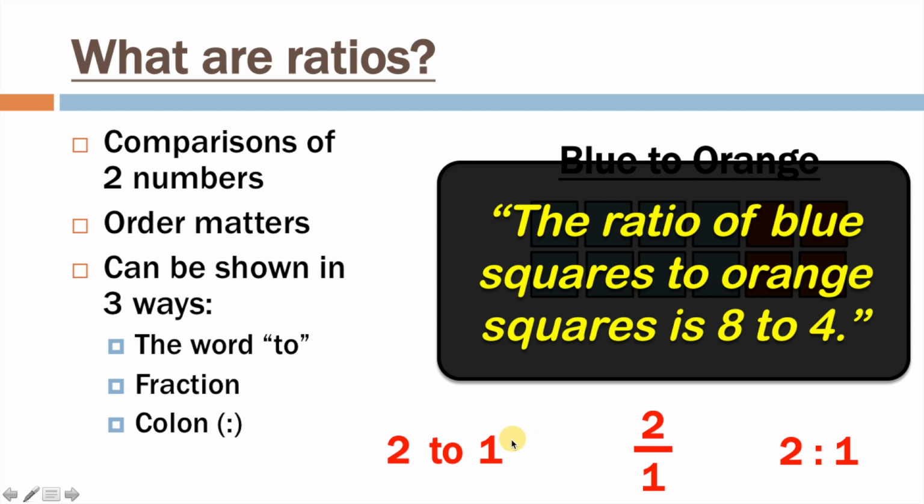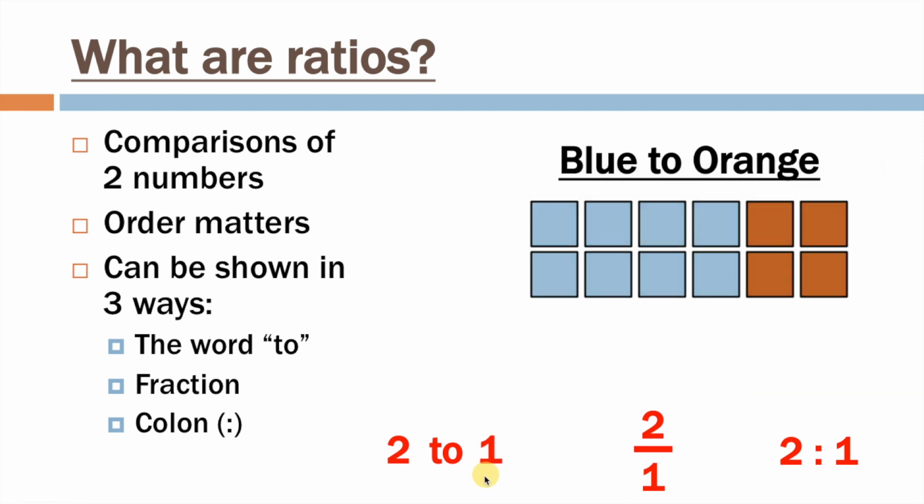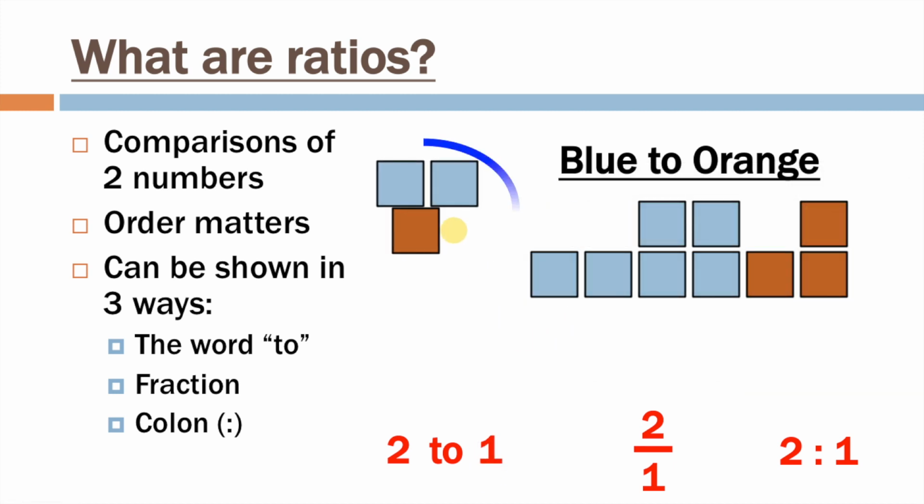Now it's really important to understand what this means. The first number still talks about the number of blue squares, and the second number still talks about the number of orange squares. So what I'm going to show you right now is how we can take all the squares that we were given and regroup them into several groups where there are 2 blues to every 1 orange. Check this out. Here's our first group.